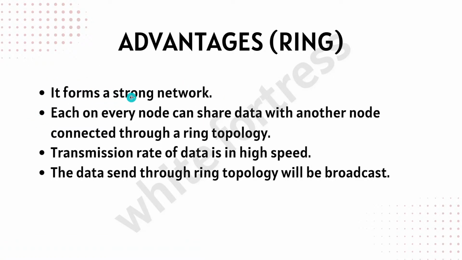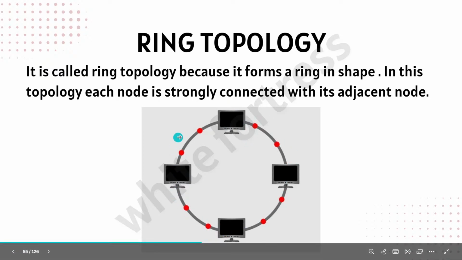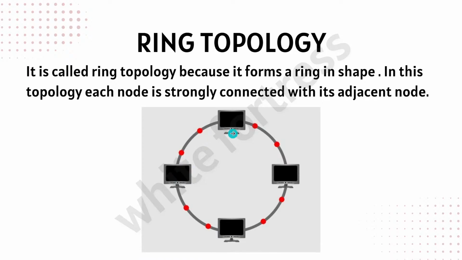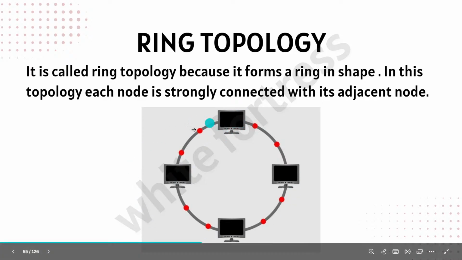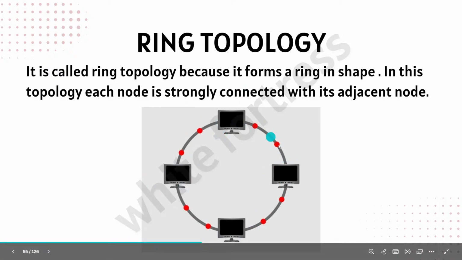So it forms a strong network, and the packets are sent very quickly. Each and every node can share data with another node connected through a ring topology. So if this system wants to send a packet to this system, it will go from here to this system, then this system, then this system. This is how it will work. It will not go directly to this system. If the packets are moving in this direction, then it will first travel through all the other devices, and only then will it reach this system.